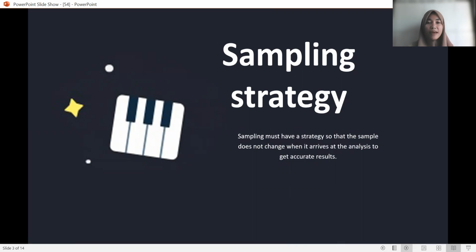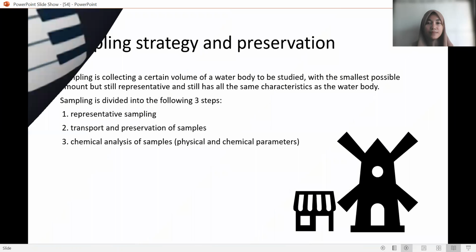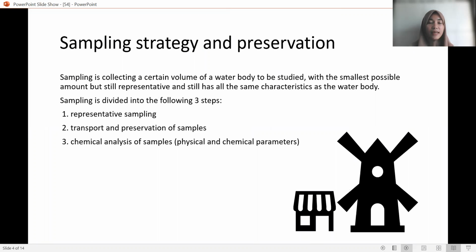The sampling must have a strategy so that the sample does not change when it arrives at the analyst, to get accurate pressure. Sampling strategy and preservation. Sampling is the collection of a certain volume of a water body to be studied, with the smallest possible amount, still representative and still having all the same characteristics as the water body.